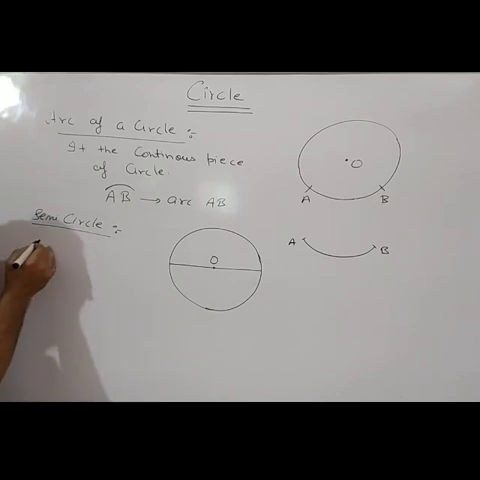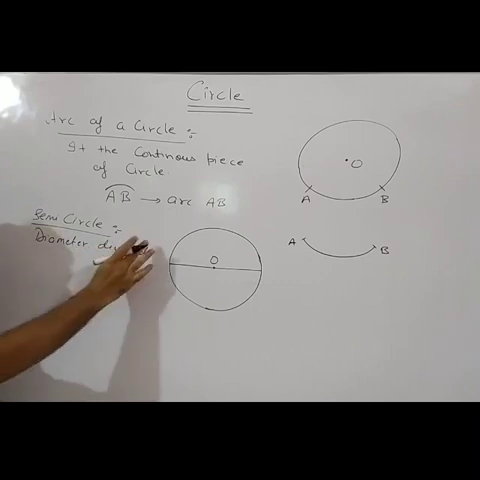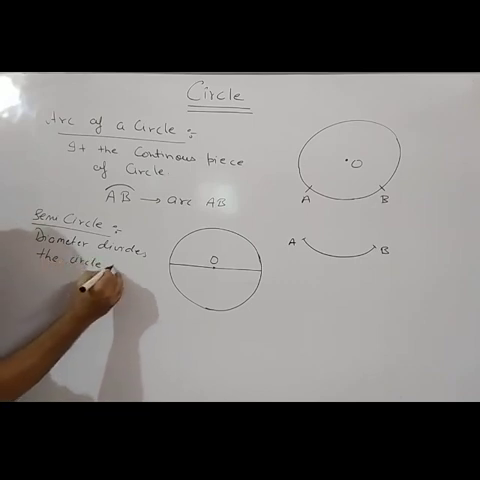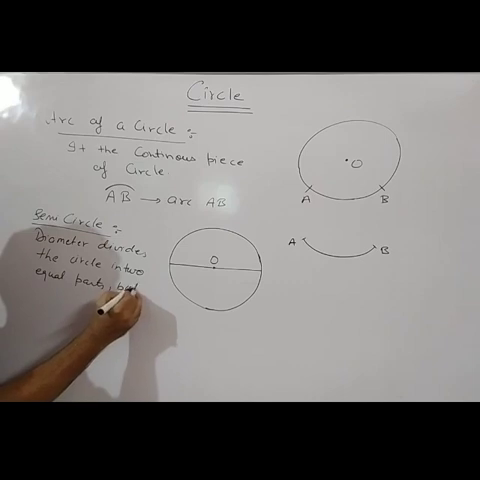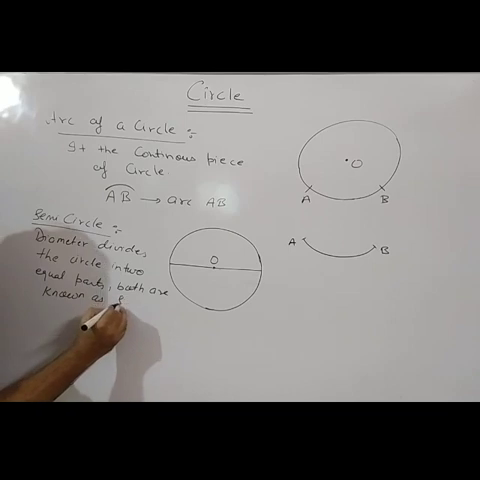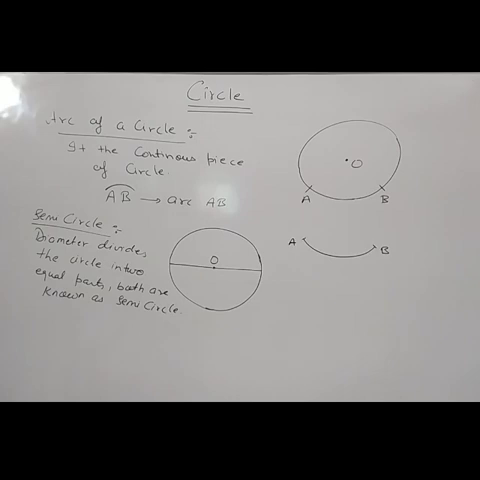So what is a semicircle? Diameter divides the circle in two equal parts. Both are known as semicircle. So the diameter of a circle divides it in two equal parts, and both the parts are called semicircle.